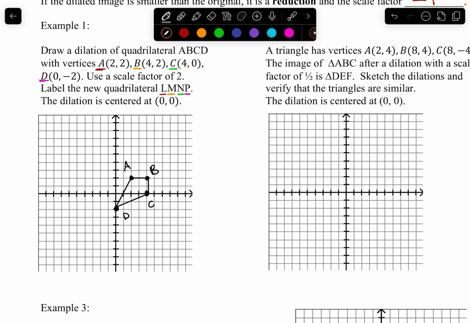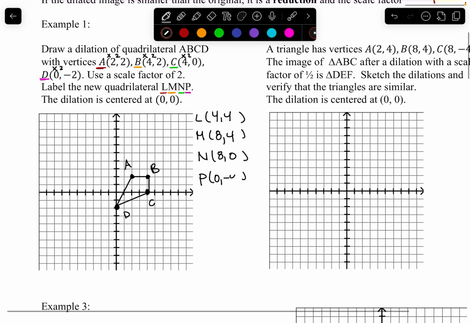Okay, so I get to take each one of my coordinates and multiply both the X and the Y by 2. And that's going to give me my new coordinates. So L will be located at 4, 4. M will be located at 8, 4. N will be located at 8, 0. And then P will be located at 0, -4.